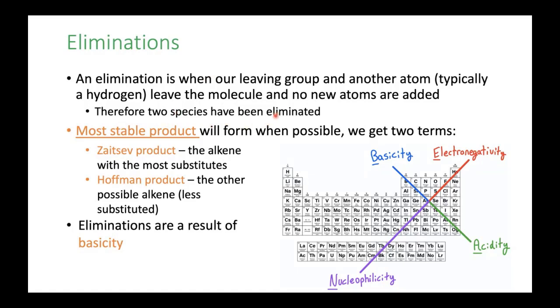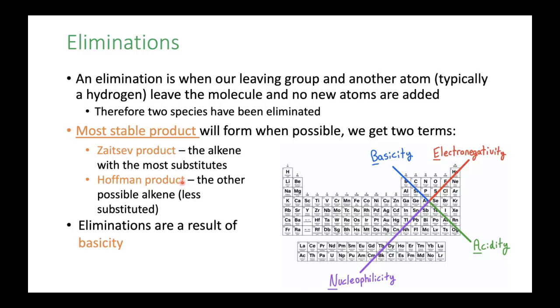But typically, when you learn about eliminations, a lot of students look to the left and the right of our leaving group, and we identify 2 possible structures from each reaction. And so a Zaitsev product is when the alkene will have the most substituents. And we'll go over alkene stability later, but you should know that substitution increases alkene stability. And so the most stable product will be the one with the most substituents on our alkene. And then the Hofmann product will be the other possible alkene, usually less substituted.